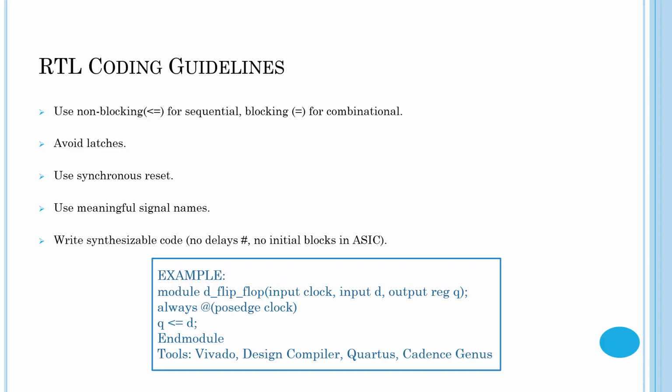Another key point is to write synthesizable RTL, that means avoiding simulation-only constructs such as delays, initial blocks in ASIC designs, and unnecessary behavioral code. For example, a simple D flip-flop can be written as shown here, using a positive edge clock and a non-blocking assignment. Finally, RTL development and synthesis can be carried out using industry standard tools such as Vivado, Design Compiler, Quartus, or Cadence Genus.